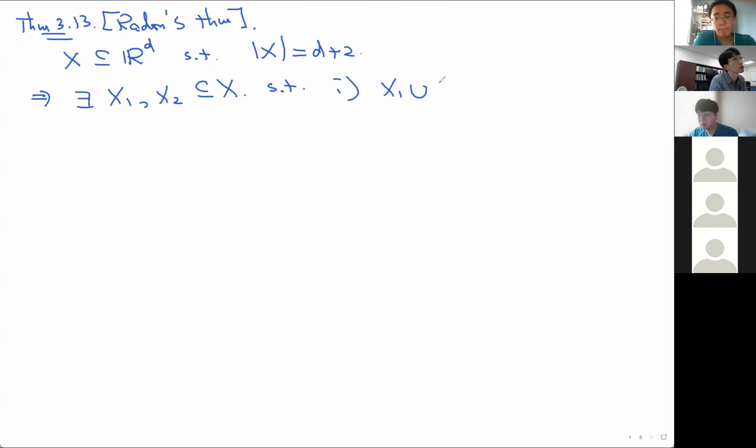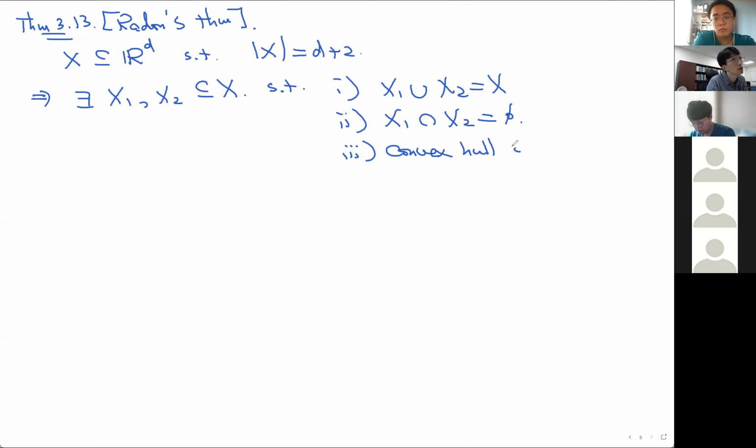So they partition this entire set, and the intersection of the two is empty. But furthermore, the convex hull of X1 overlaps the convex hull of X2. This shows the VC dimension should be smaller than d plus 2.